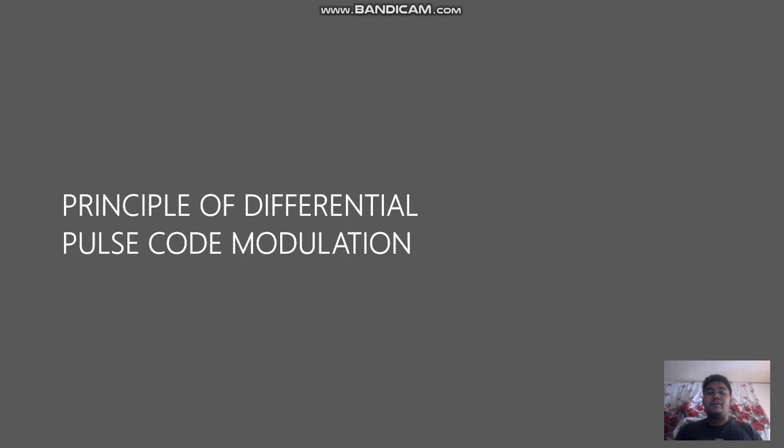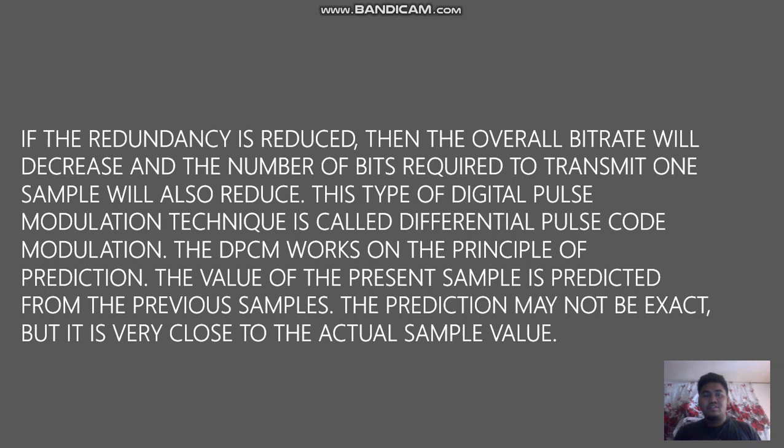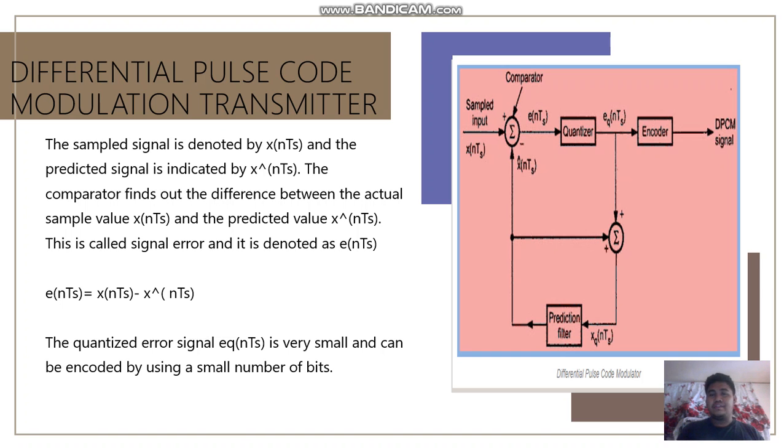So this is the principle of differential pulse code modulation. If the redundancy is reduced, then the overall bit rate will decrease and the number of bits required to transmit one sample will also reduce. This type of digital pulse modulation technique is called differential pulse code modulation. The DPCM works on the principle of prediction. The value of the present sample is predicted from the previous samples. The prediction may not be exact, but it is very close to the actual sample value.